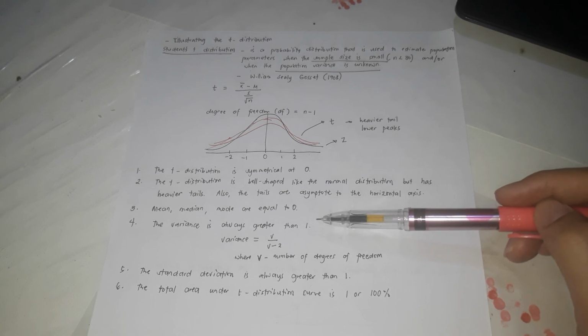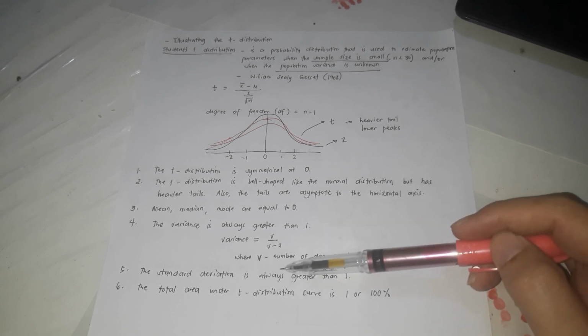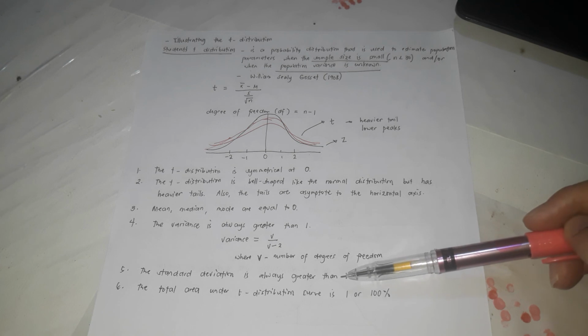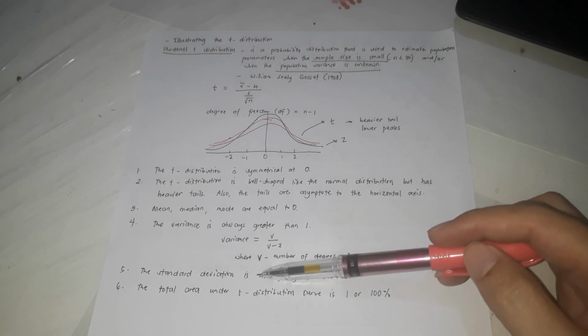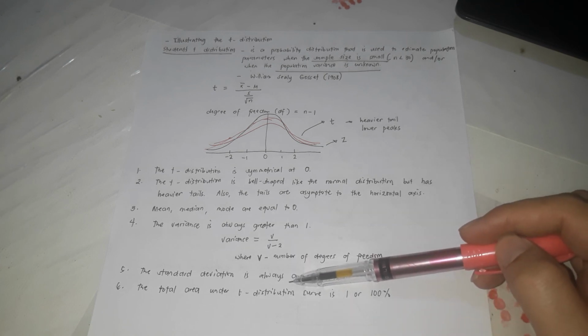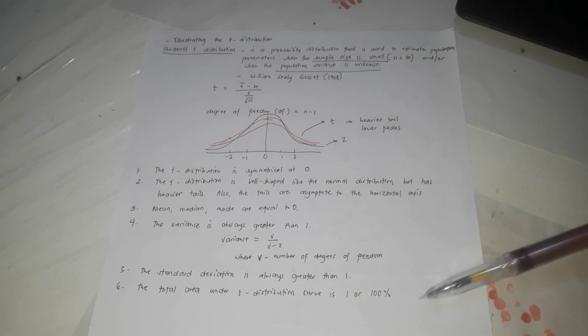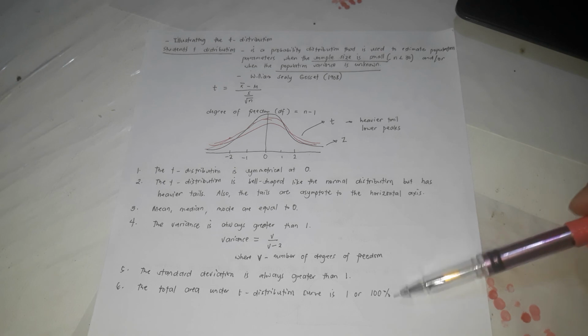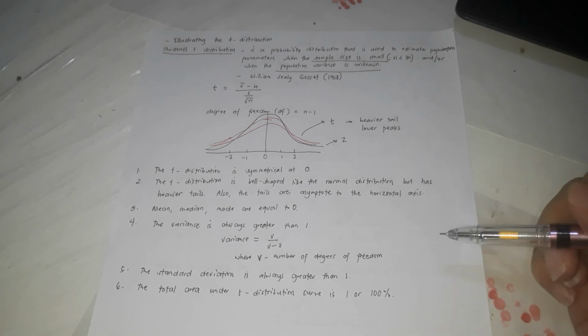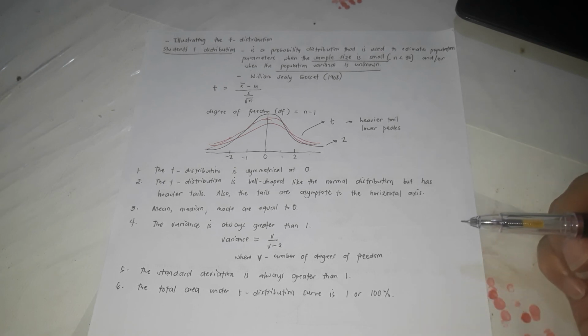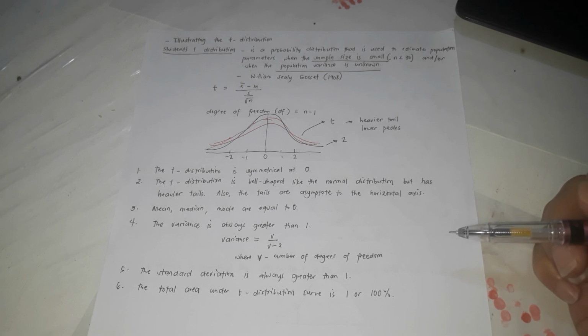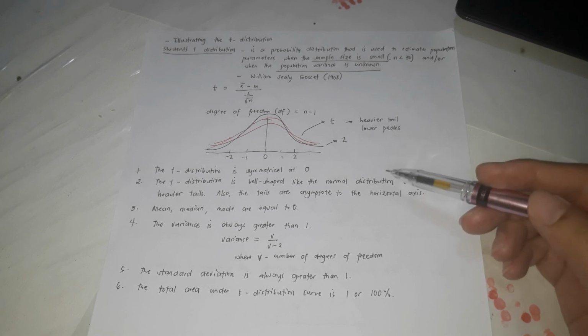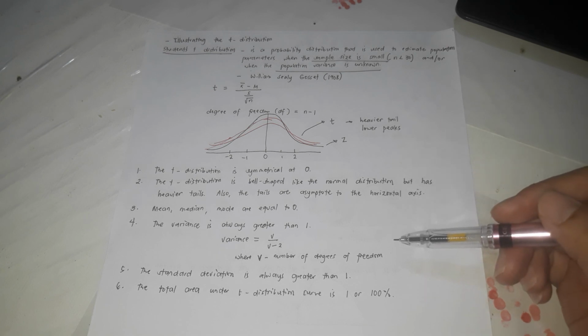So, next, 5. The standard deviation is always greater than 1. So, the variance and the standard deviation are always greater than 1. And number 6, the total area under the T distribution curve is 1 or 100%. So, the same lang siya sa normal distribution. If you remember, sa normal distribution, the total area is also 1. So, those are the properties of the T distribution.